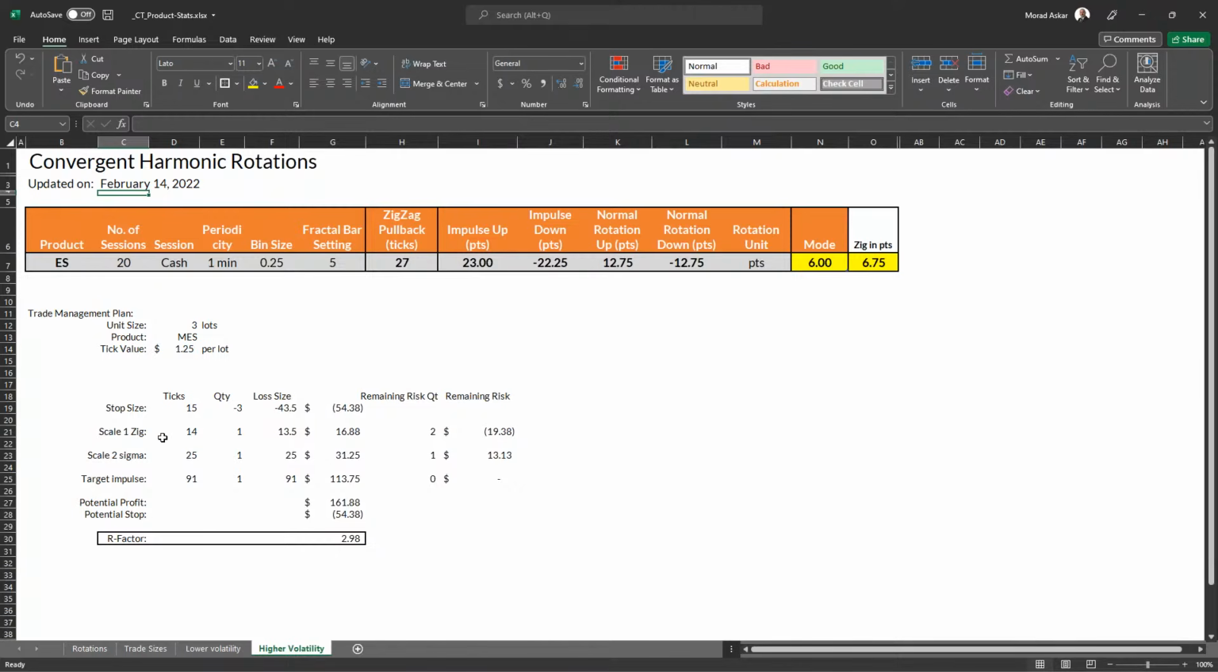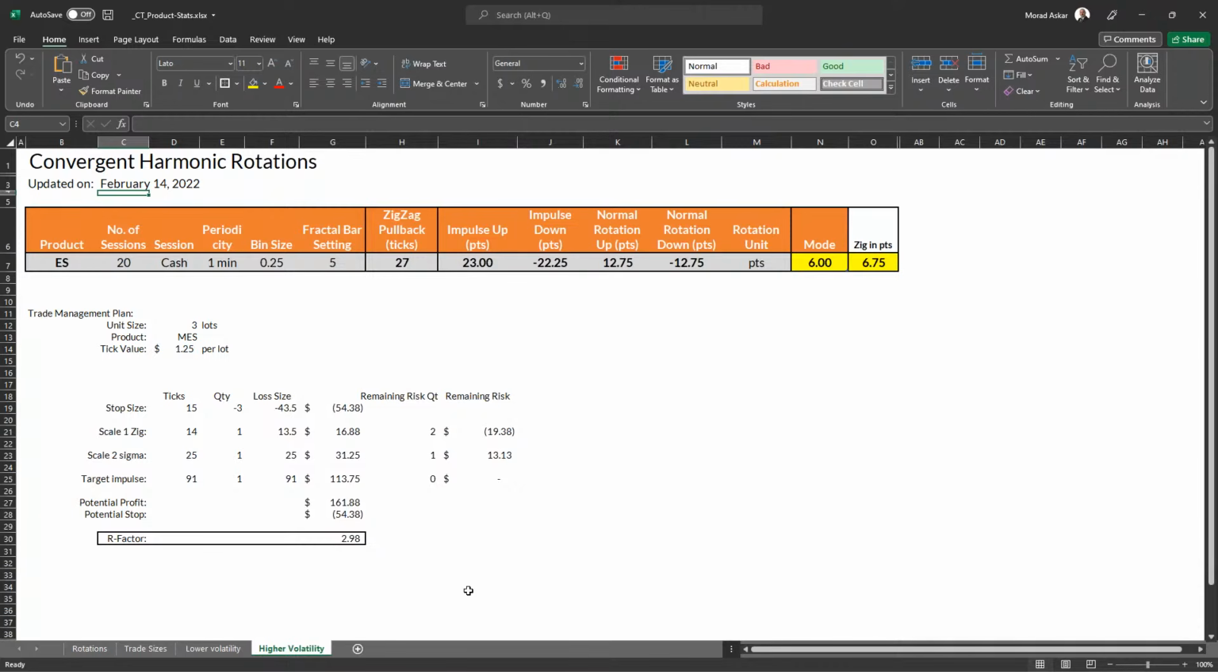Once I get my first scale out, my risk is dramatically improved again, and so forth. Potential profit, $161.88. Potential stop is 54.38. My R factor is 2.98. It has actually improved. And the reason it has improved is because the statistics that I'm using to base my scale outs on have expanded in my favor.